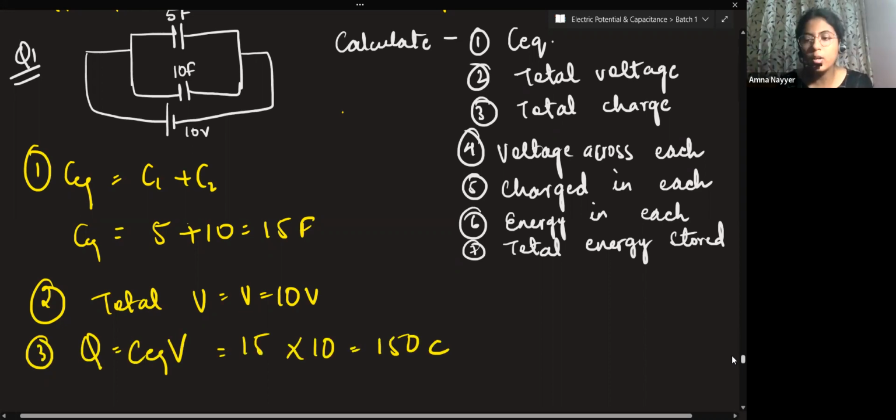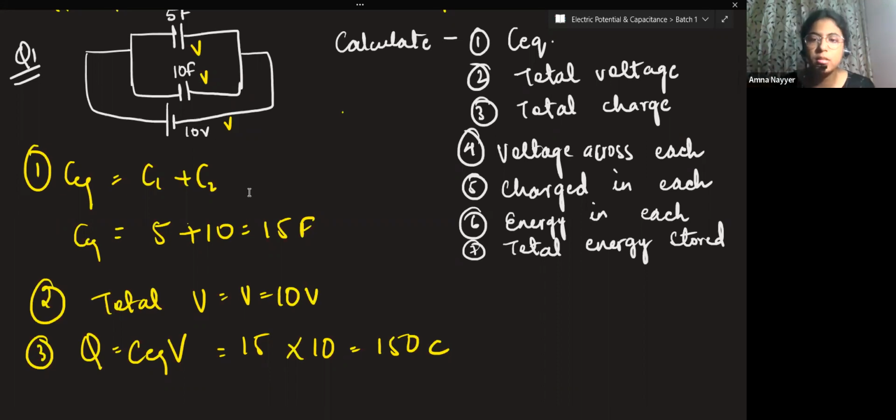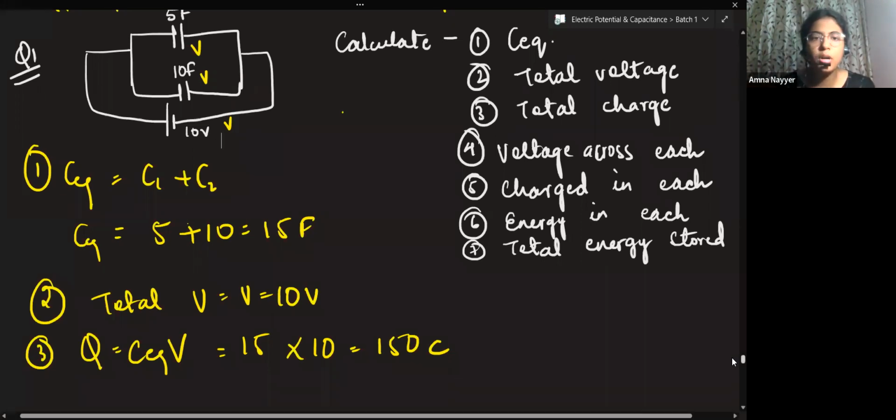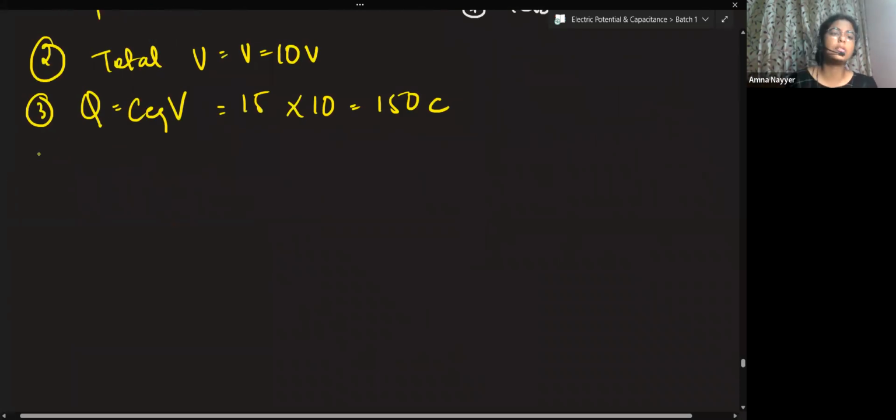Now voltage across each. See, both of them are connected in parallel. We have seen parallel connections have the same voltage. Whatever is the voltage of the whole system, that is the voltage of your parallel combination. So for the fourth part also, V1 is equal to V2, which is equal to V. That is 10 volts only.